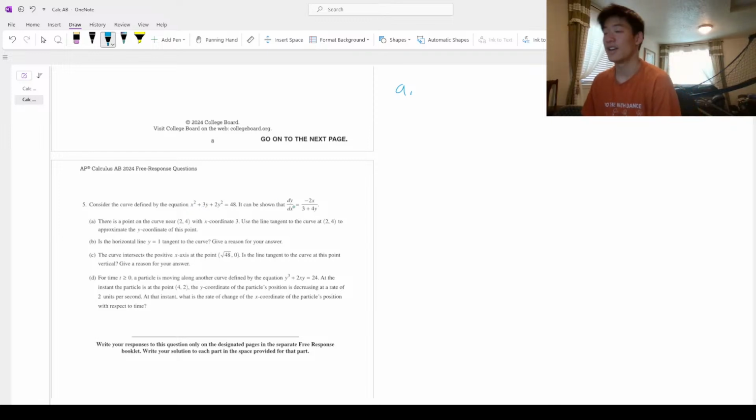Okay, so it can be shown. Very, very nice. They don't actually make you do the implicit differentiation. They do it for you. Very cool. There is a point on the curve near (2, 4) with x coordinate 3. Use the line tangent. Okay, so for the tangent line, you need a point and you need a slope. That is what you need.